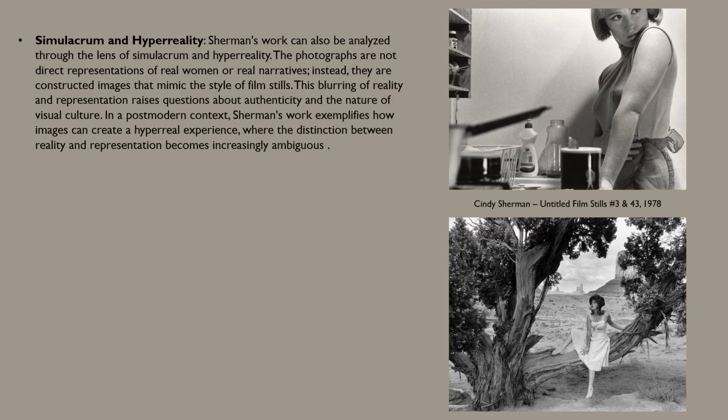Simulacrum and hyperreality. Sherman's work can also be analyzed through the lens of simulacrum and hyperreality. The photographs are not direct representations of real women or real narratives. Instead, they are constructed images that mimic the style of film stills. This blurring of reality and representation raises questions about authenticity and the nature of visual culture. In a postmodern context, Sherman's work exemplifies how images can create a hyperreal experience, where the distinction between reality and representation becomes increasingly ambiguous.